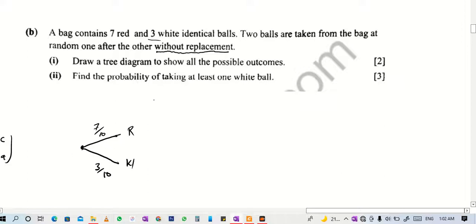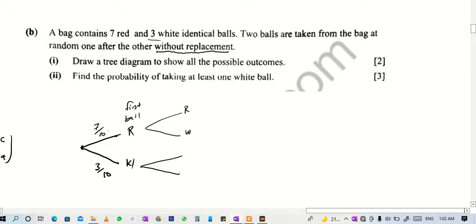So we are saying 2 balls are taken. This is the first ball, and the first ball can be either red or white. Suppose that the first ball is white, what will the second ball be? The second ball could be either white or red.